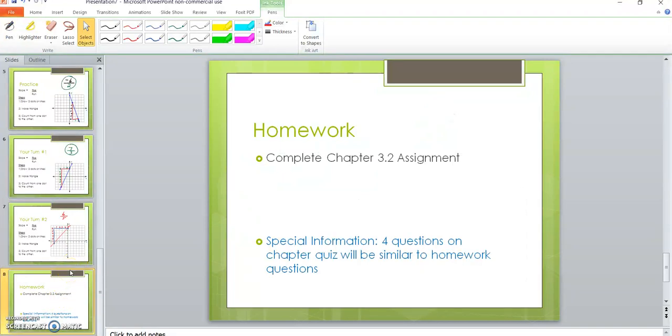So your homework is to complete Chapter 3.2 assignment found on My RCOA. And just a little piece of special information. There are 4 questions on the chapter quiz that will be similar to the homework questions.